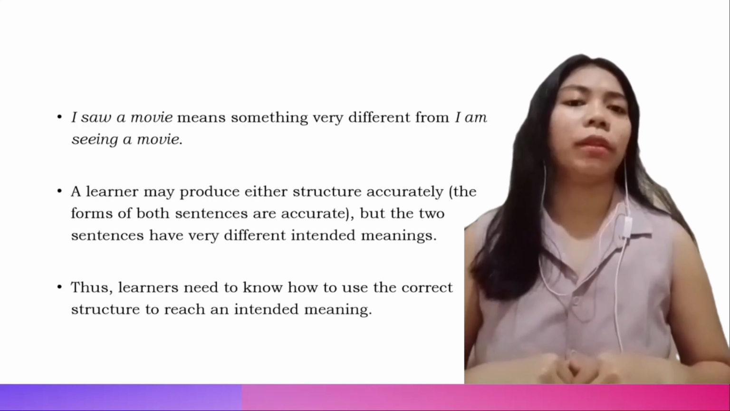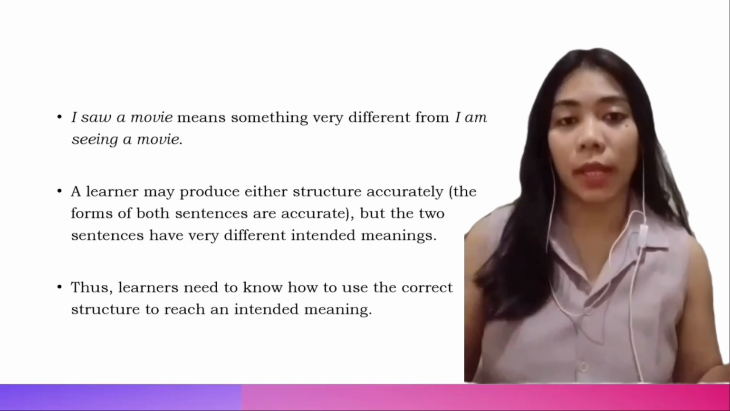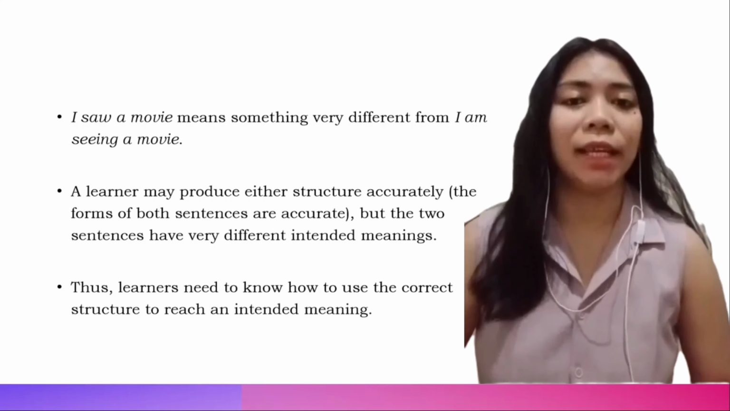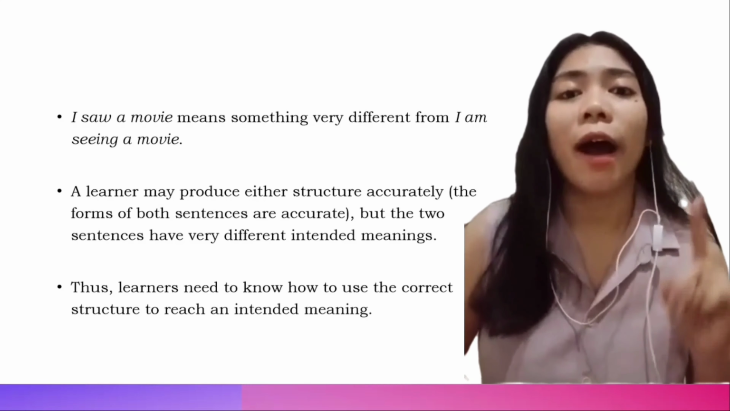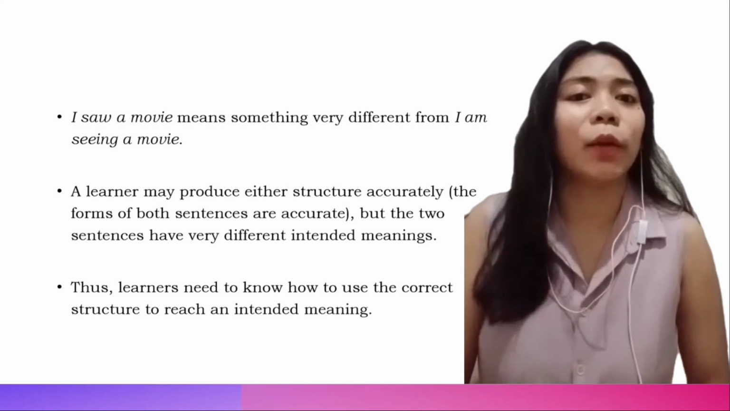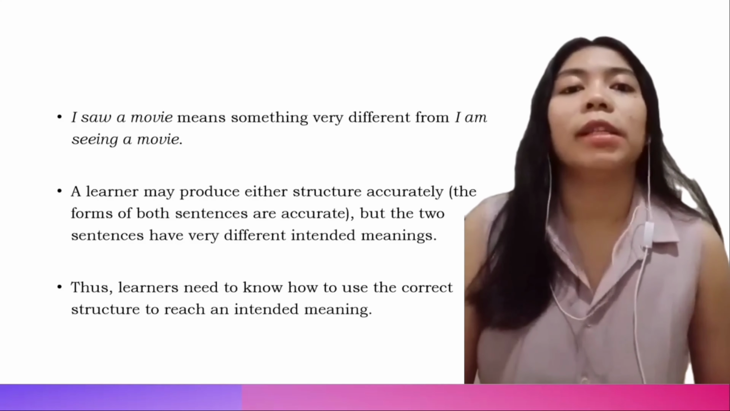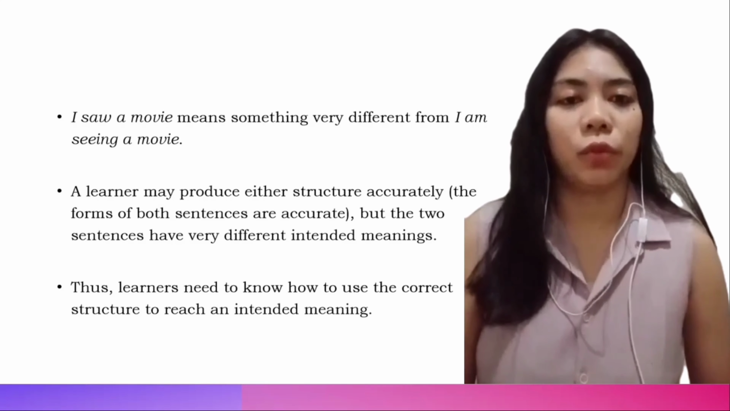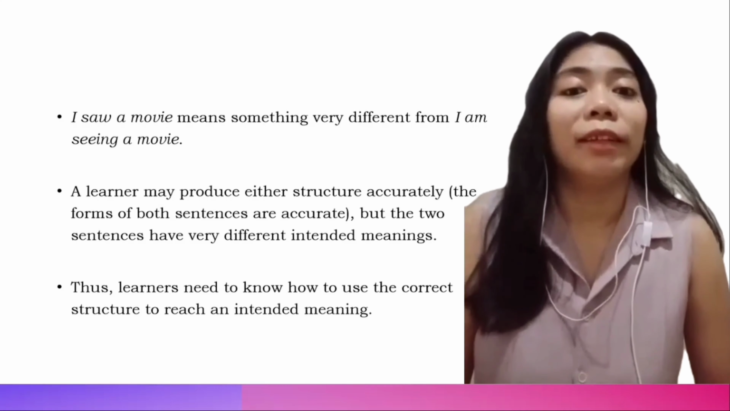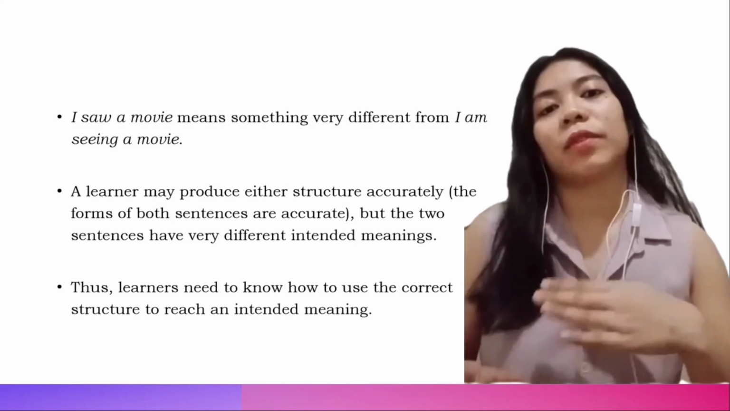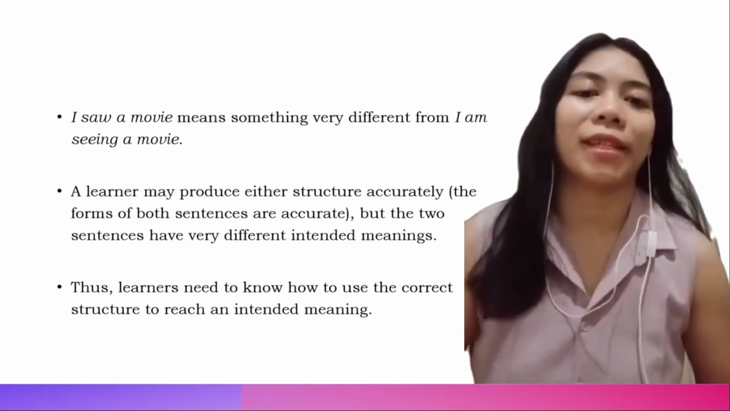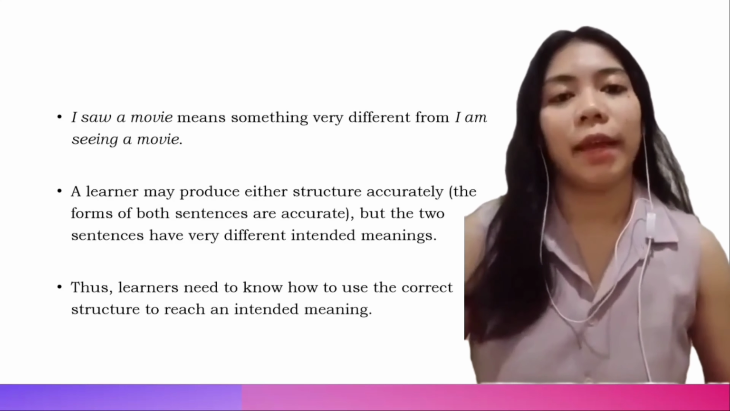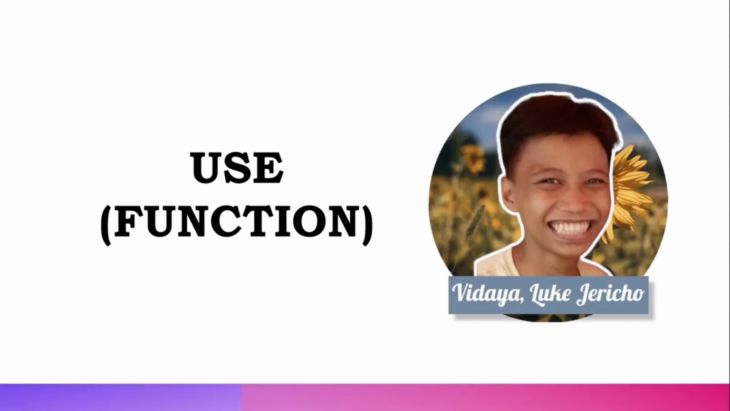It means some learners will get the exact meaning of the two sentences. However, the two sentences have different intended meaning. So, when the learners don't know how to interpret its meaning, it might cause a problem. So, it is very necessary that learners need to know how to use the correct structure to reach an intended meaning. Learners should also know the use of semantics for them to quickly understand the meaning of a word or a sentence in learning the grammar. And that is semantics.